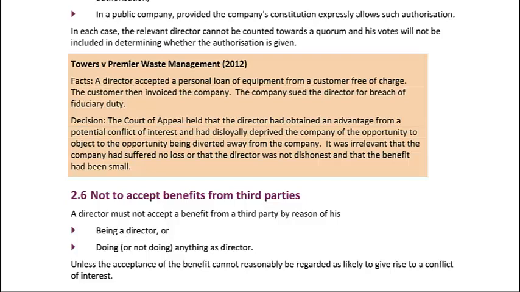And they said, well, yes, the director had obtained this advantage, this ability to use the digger, from his position as a director of the company. And that had created a potential conflict of interest because he had the use of the digger on one side and the potential that the company might be charged on the other side. Therefore, it was held that he had disloyally deprived the company of an opportunity to object by failing to make a disclosure, and he was therefore liable to the company for the loss suffered.